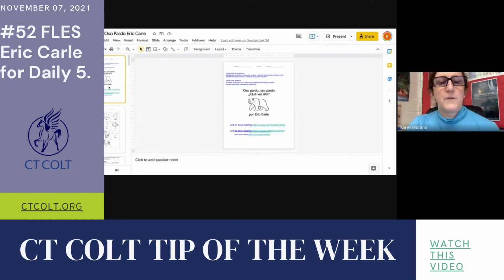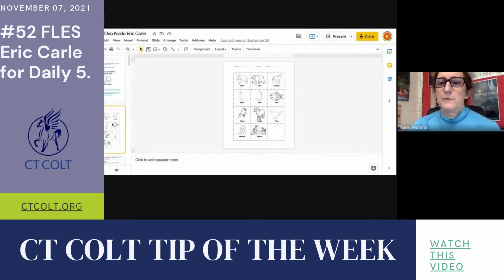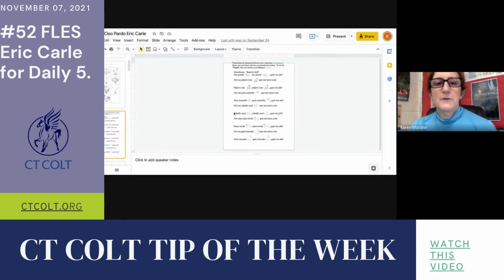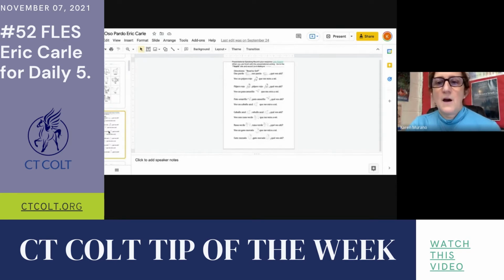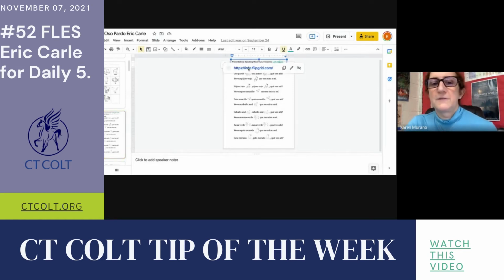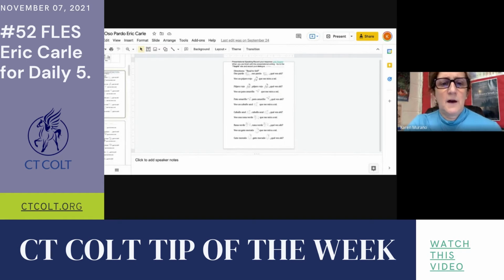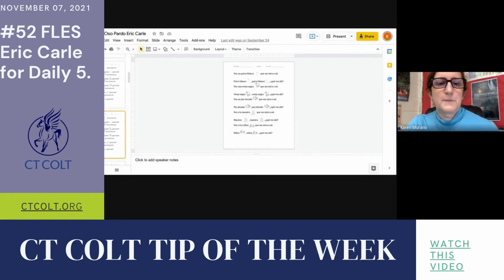This example I have is with Eric Carle's Oso Pardo. First, the students have the vocabulary that they can work with. This would be read to self or read to others. Another aspect is, if it's a one-to-one device school, you could put the link to Flipgrid on it, which I have on the top. It's also illustrated with visuals. They could color them in prior to doing the reading as part of an anticipatory set.